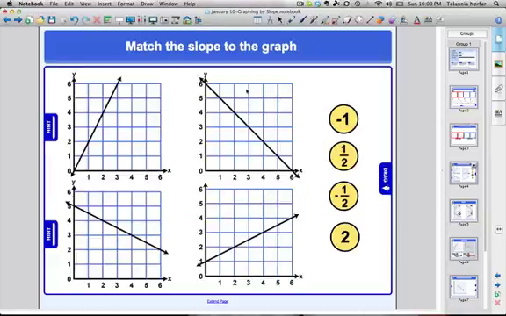Let's see if we can match the actual number or value of the slope based on these four graphs. All we need to do is match them with these four answers. And let's look at one of our hints. It's basically reminding me to make my triangle and then count my change in Y over my change in X. Okay, pause the video until everyone has answered.